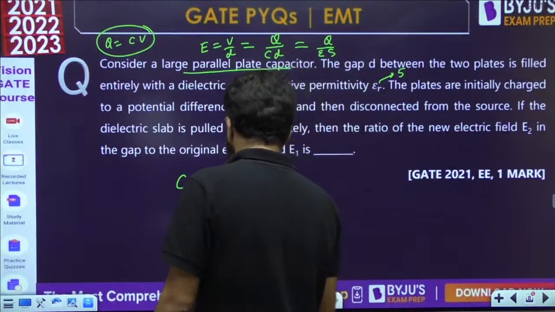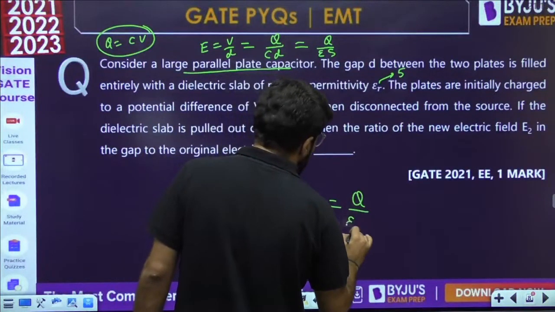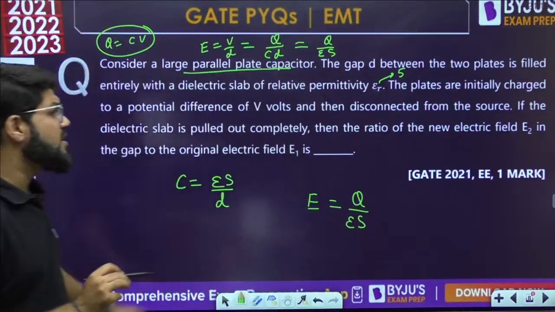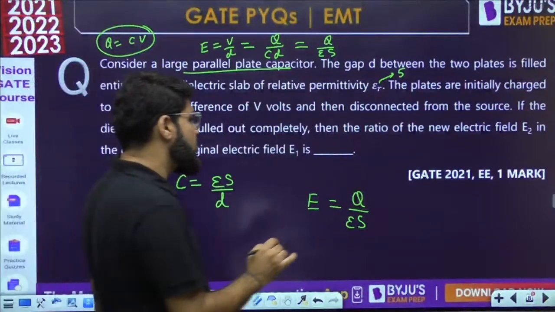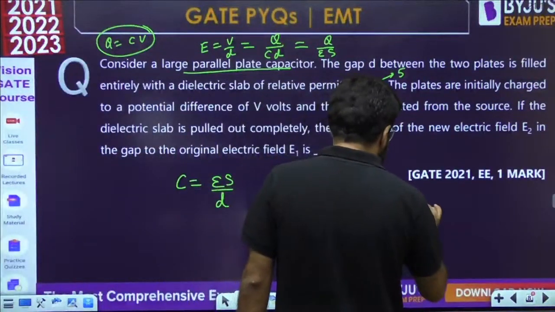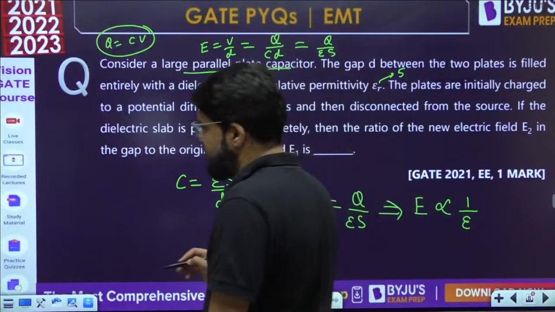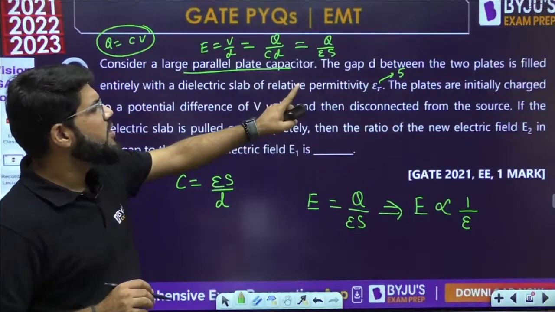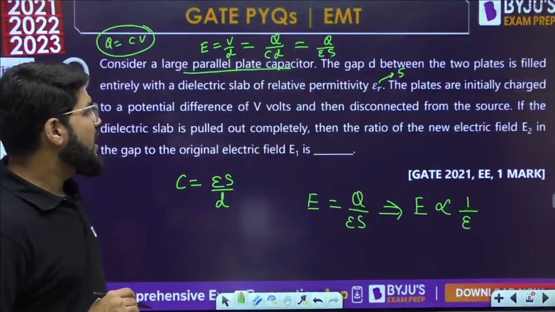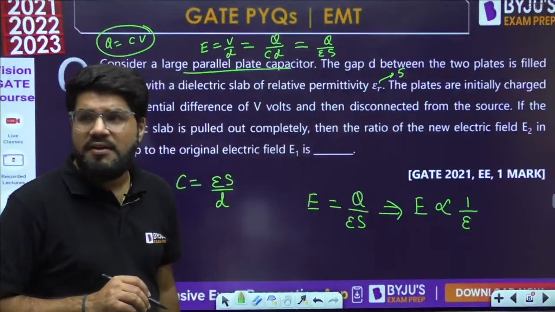So eventually, what is the electric field? It is Q upon epsilon S. Q is going to remain constant because it is disconnected from the source, and also S, the plate area, remains constant. So in a sense, the field strength is inversely proportional to the permittivity. Now, what is the situation? First, it is filled with a dielectric slab whose relative permittivity is 5, and then the dielectric slab is pulled out completely. Then the new electric field is E2.